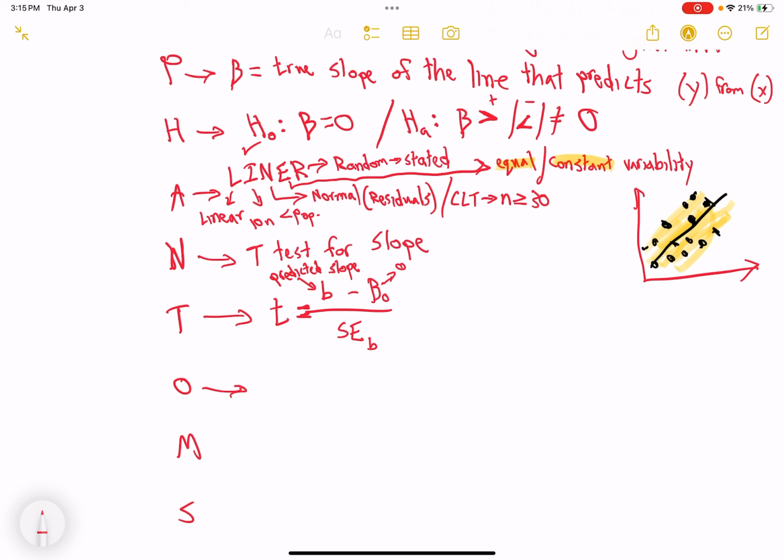Okay. So again, for the cheap seats, you will take the predicted slope in your line. So when you do y hat equals a plus bx, this b here is the slope that you're going to use, minus 0, divided by the standard error of your slope.